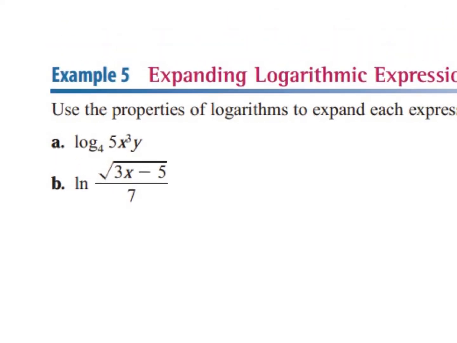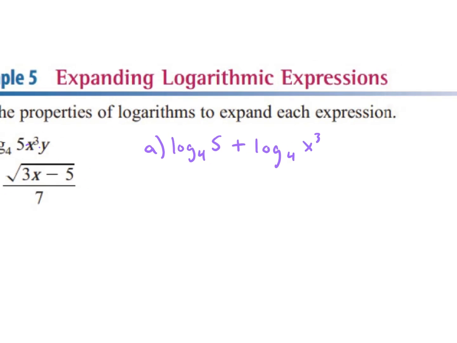All right, so for A, here we have to expand the log. So what are we doing between 5x cubed and y? What's happening here? Multiplication. So how do I expand when I have multiplication? You add them. And every time you break it up, each thing gets its own log. So I have log base 4 of 5 plus log base 4 of x cubed plus log base 4 of y.